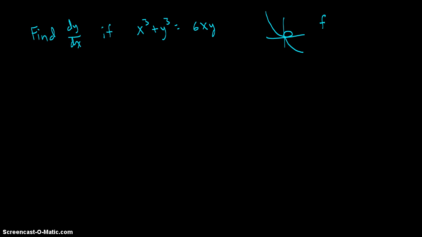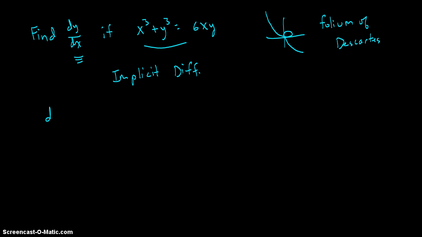It's called the folium, from the word foliage, like a leaf. The folium of Descartes, René Descartes. Okay, so we would like to find the slope of this folium of Descartes using implicit differentiation. So the key there is to take the derivative with respect to x of both sides of the equation.